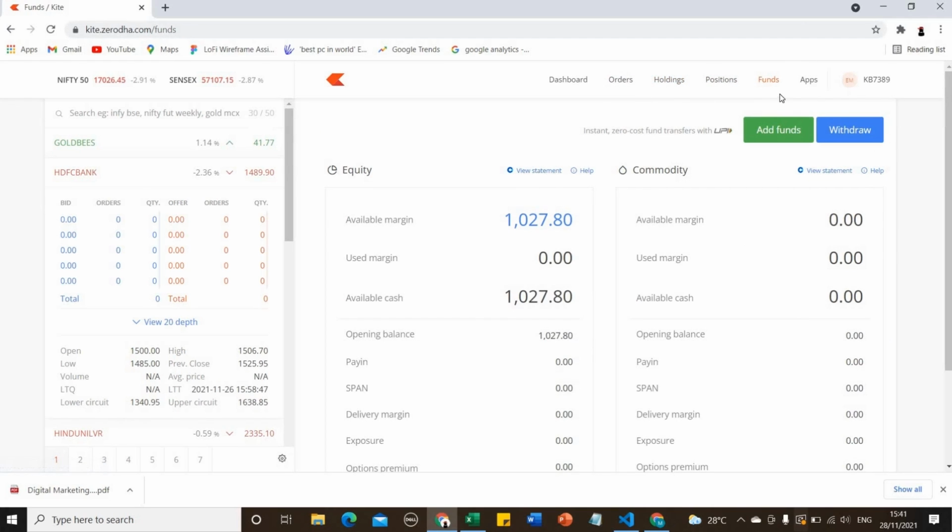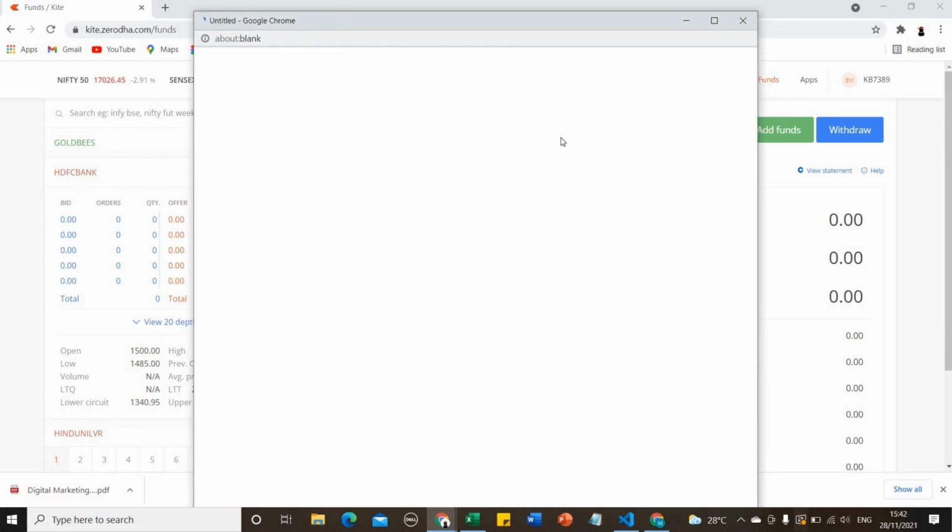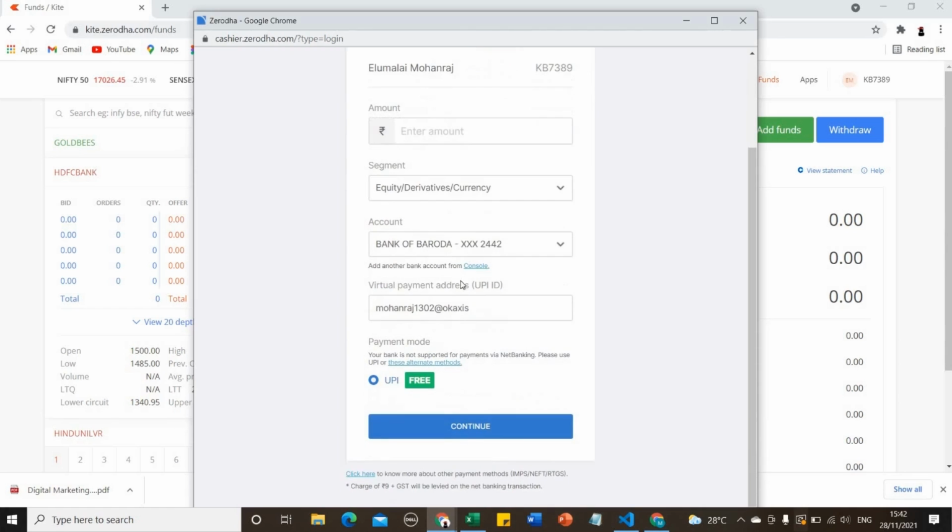And this is the funds option. You can add your funds and withdraw, and this is commodity and equity. Shares can be bought only under equity. If you are going to buy gold or other commodity items, you can go for commodity, but equity is the trading platform for the Nifty, Sensex, and other shares you want to buy. You can add funds using this option, add funds, and enter the amount.